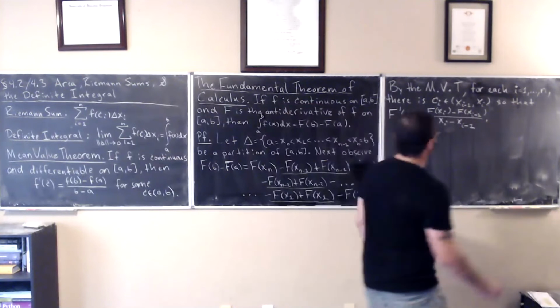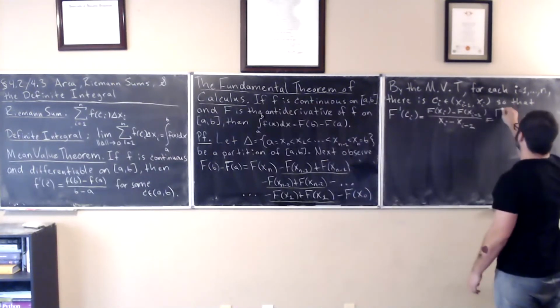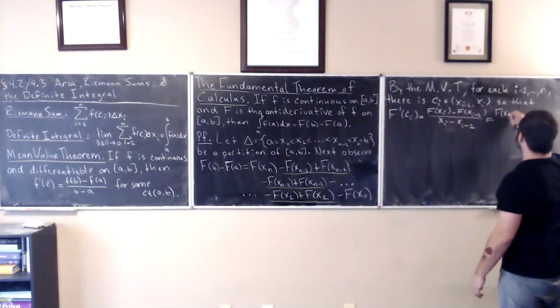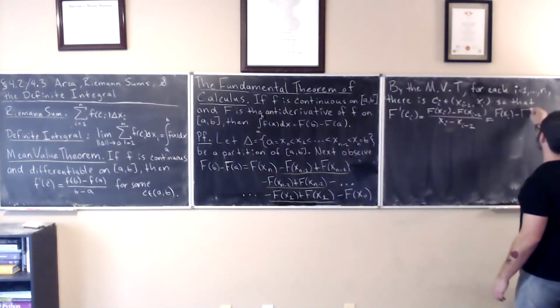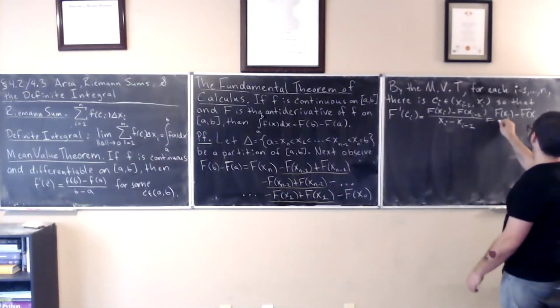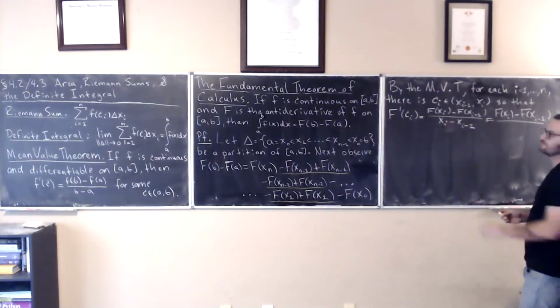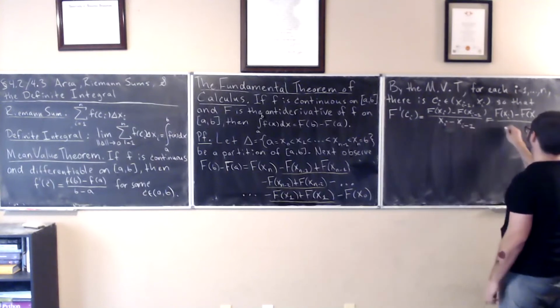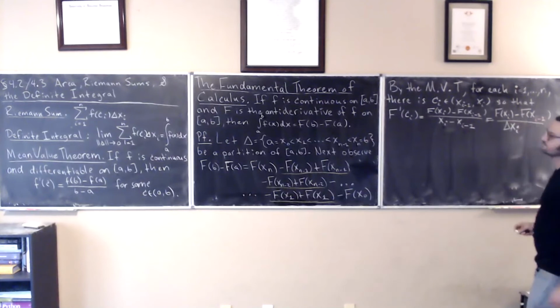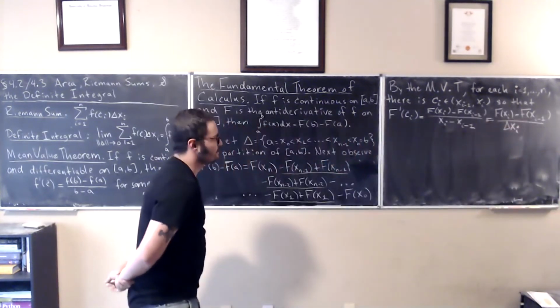But what is this saying? This is just saying that F of xi minus F of xi minus 1. This is the width of that subinterval, right? That's the width of the subinterval.